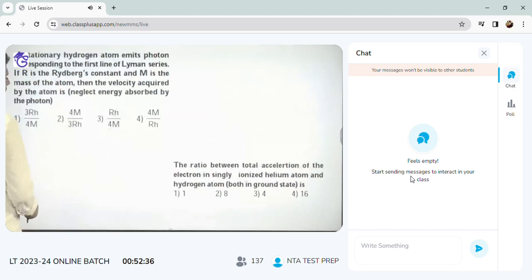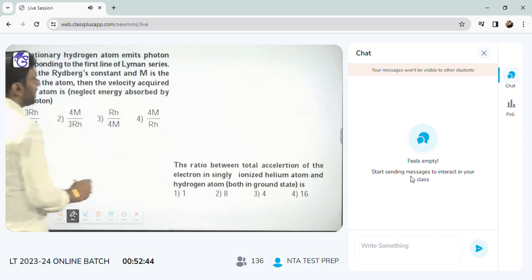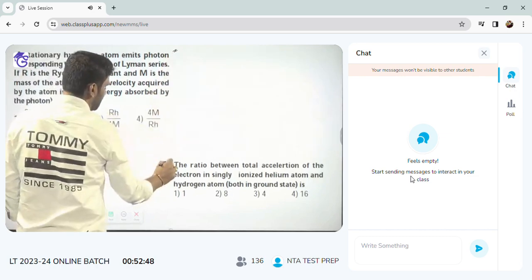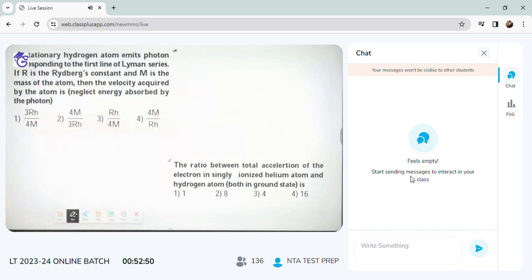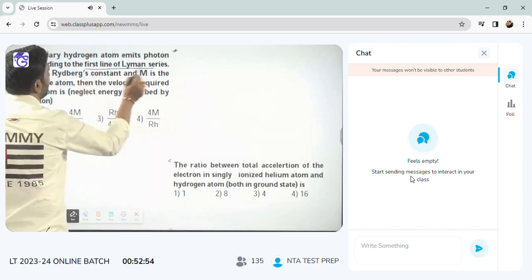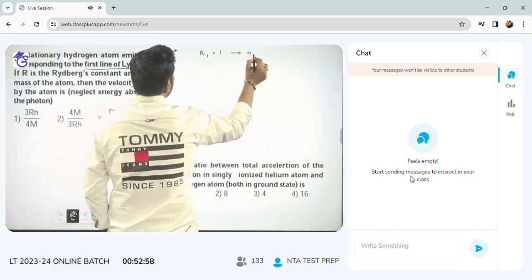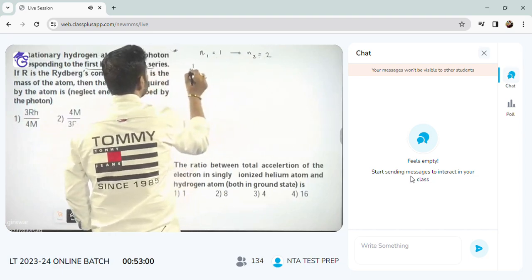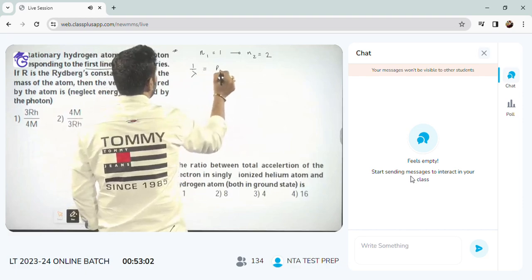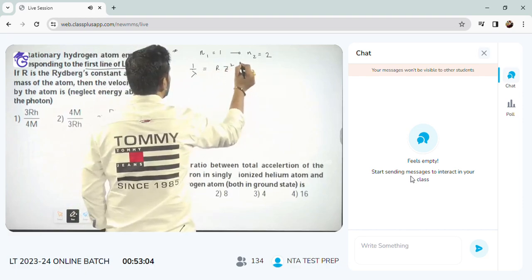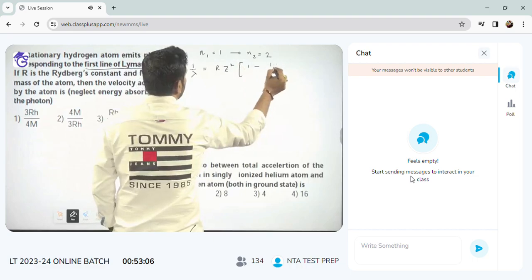Let us come to both these questions now, boys and girls. Please go through both these questions one by one. First this one, then this one. First, look at the question, what they're saying. First line of Lyman series means n1 equal to 1, n2 is equal to 2. So we'll put the formula 1 by lambda is equal to RZ square into 1 minus 1 by 4.